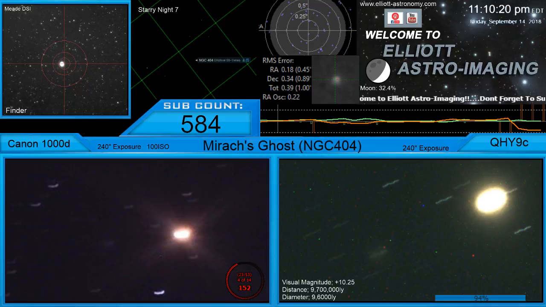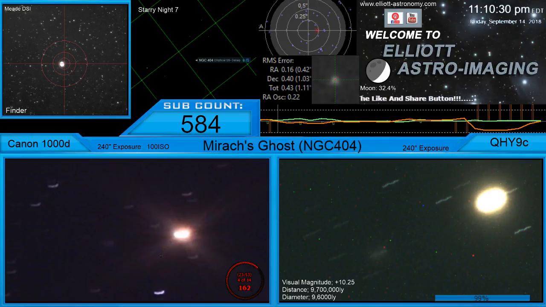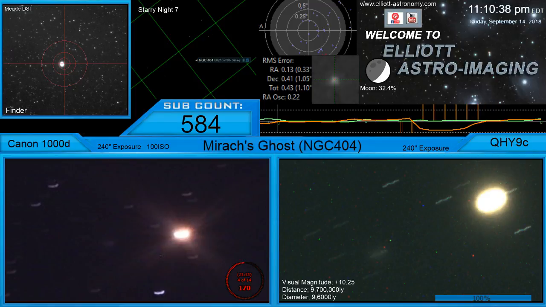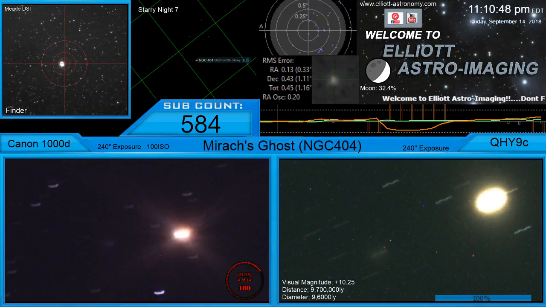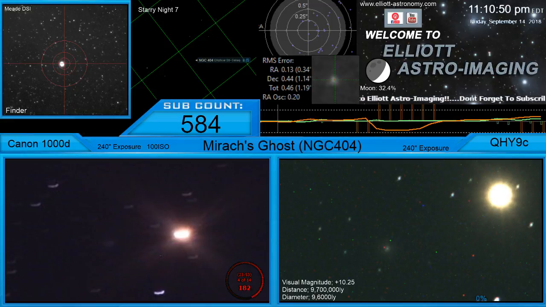And it's still... This image is going to be a little bit better than the other one. Still going to be having star trails. It's one of those nights where just nothing is going right at all.